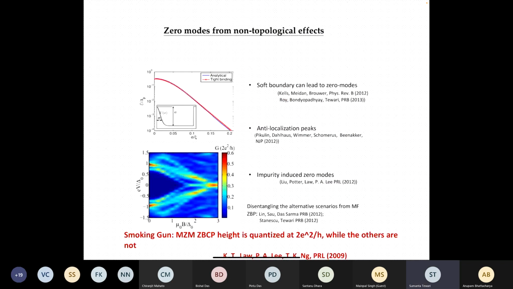So there seems to be a smoking gun signature, which is that if there is in fact a Majorana zero mode at the end of this wire, and if the metallic lead is indeed probing the Majorana zero mode, then this zero bias peak height should be quantized at 2e²/h, while the others are not. They can be above 2e²/h or below 2e²/h, typically all the way up to 4e²/h.